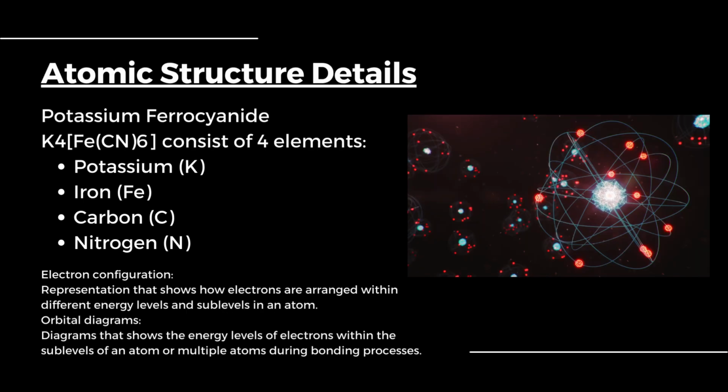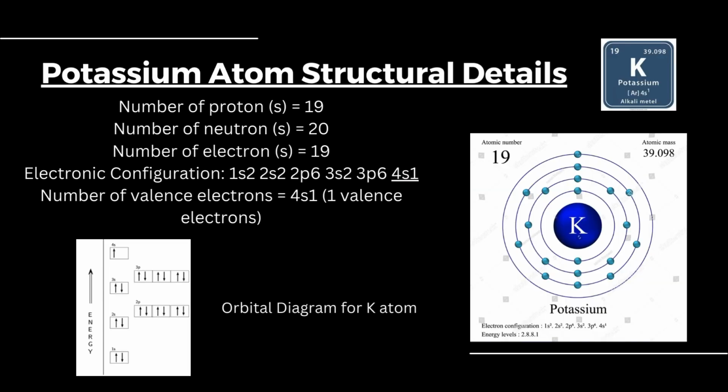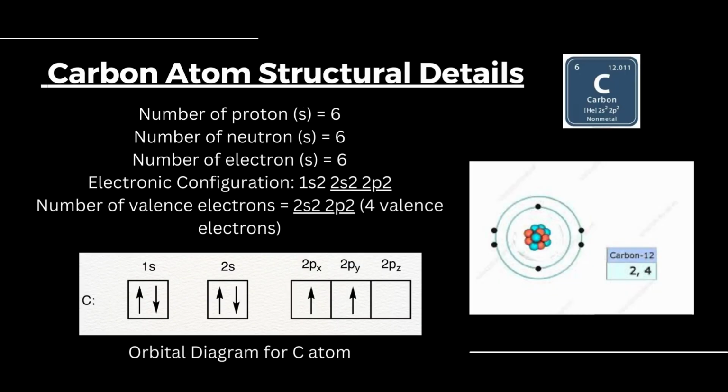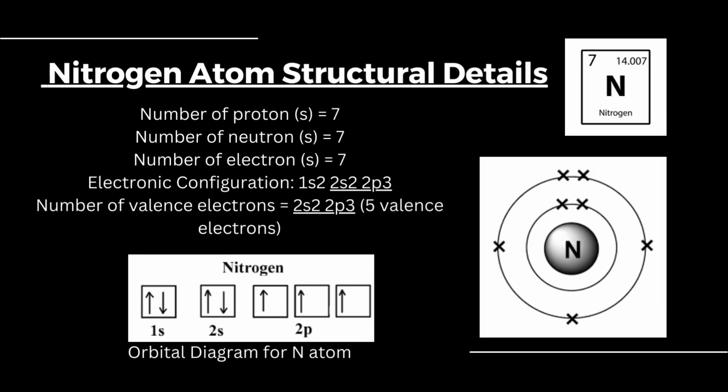The atomic structure details: there are 4 atoms, which are potassium, iron, carbon, and nitrogen. For potassium, there is 1 valence electron in 4s1. Iron atom, valence electrons in 4s2 3d6. Carbon atom, 4 valence electrons in 2s2 2p2. Nitrogen atom, 5 valence electrons in 2s2 2p3, as provided in the orbital diagram stated below.